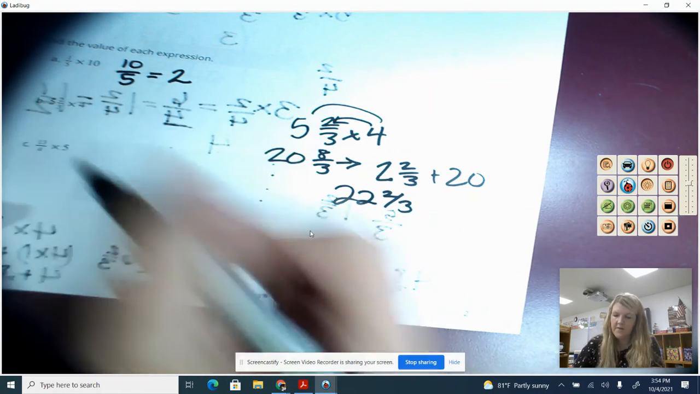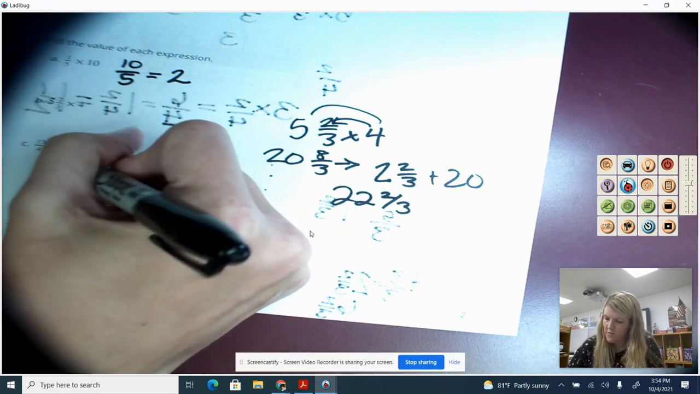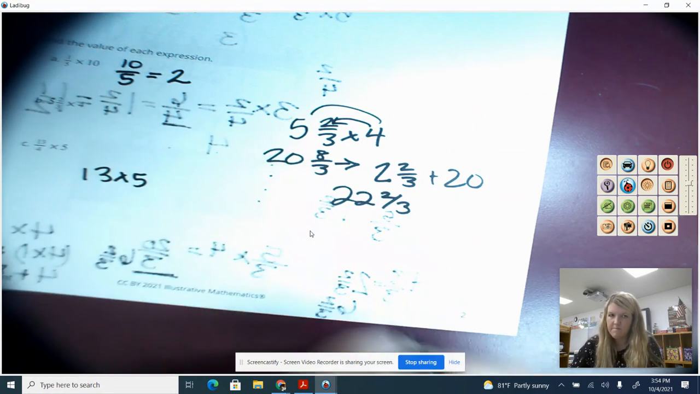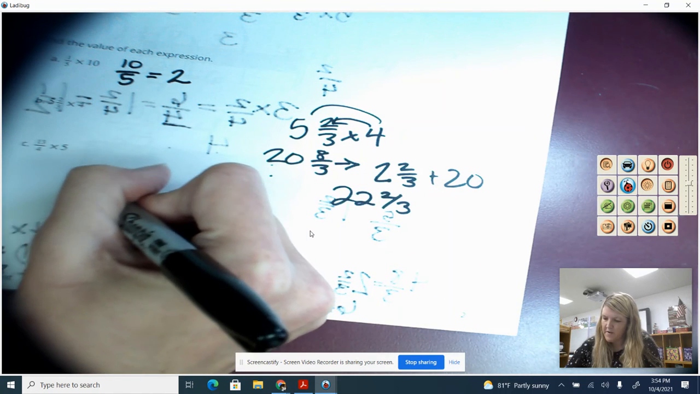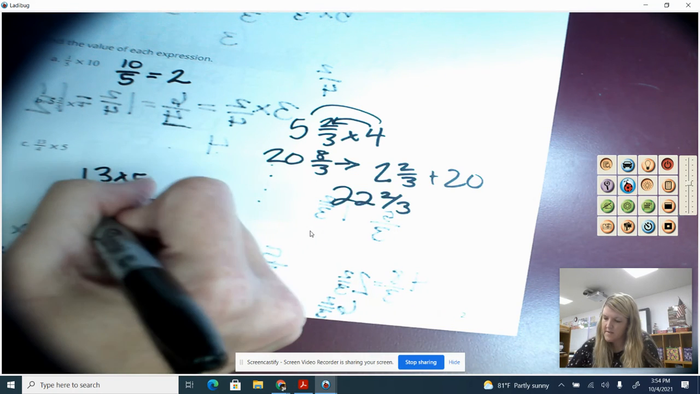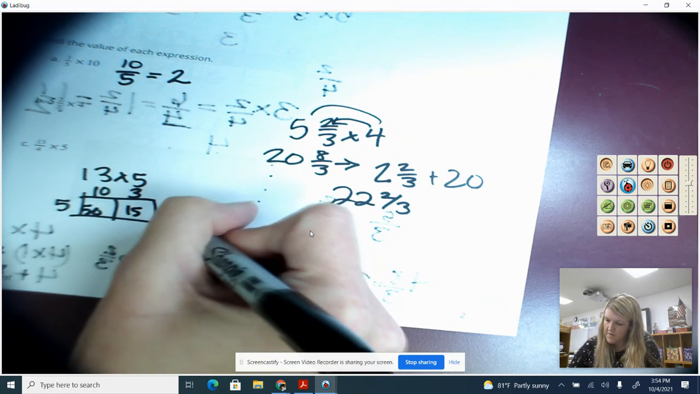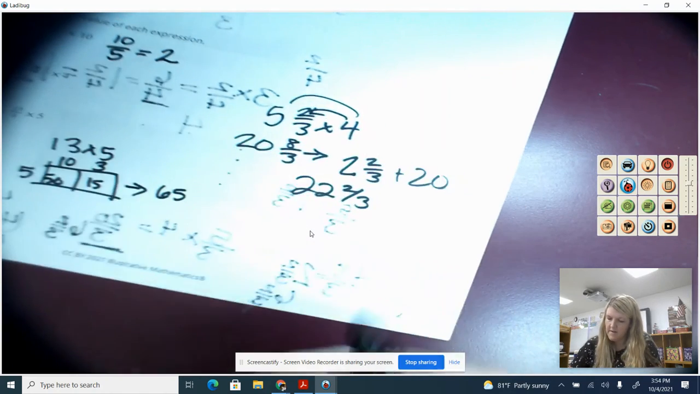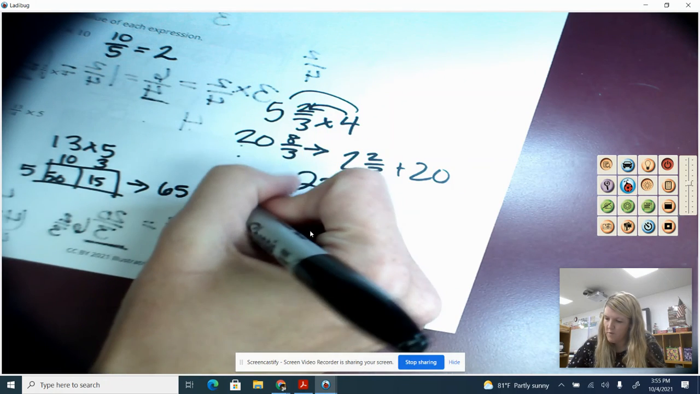And then I've got 13/4 times 5. So if you're not sure what 13 times 5 is, you could do an area model and break up the 13 into 10 and 3, and then multiply by 5. So 5 times 10 is 50. 5 times 3 is 15. So I put those together and I get 65. And remember, it's fourths, so 65/4.